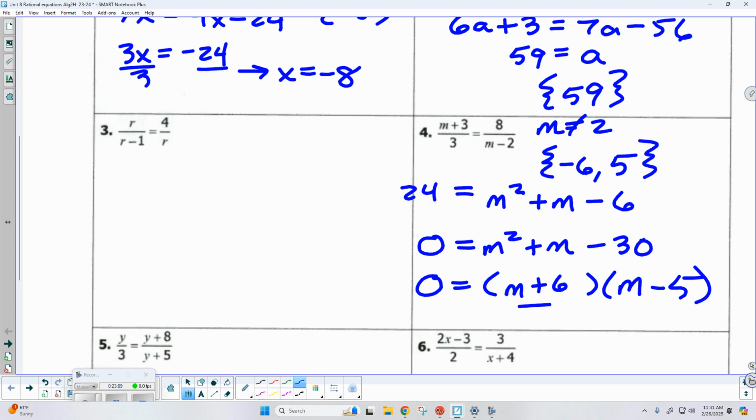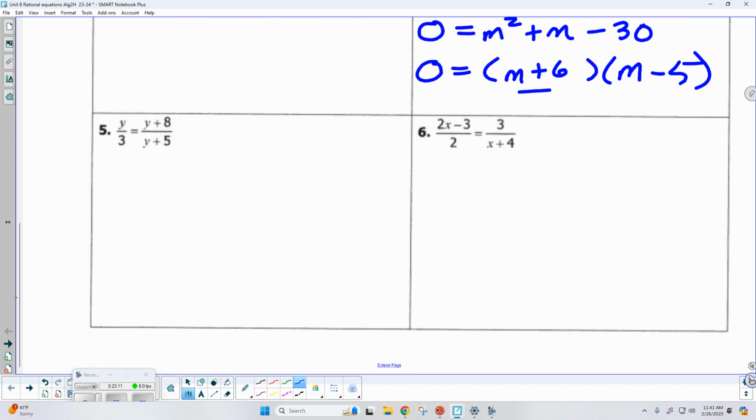Okay, so tell you what, number 5 or number 6? You want to do 6? Okay, let's do 6. All right. So I'm going to go ahead and get us started. So 2 times 3 will give me 6 equals. Now, I need to take 2x minus 3 and multiply that by an x plus 4.